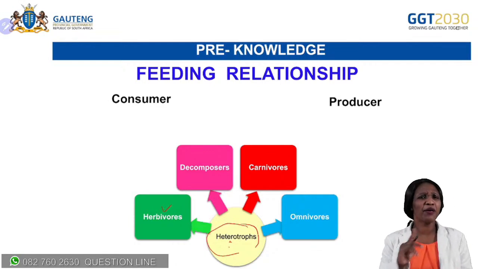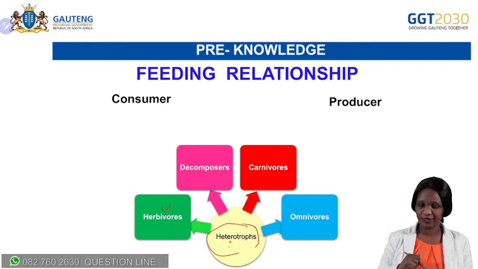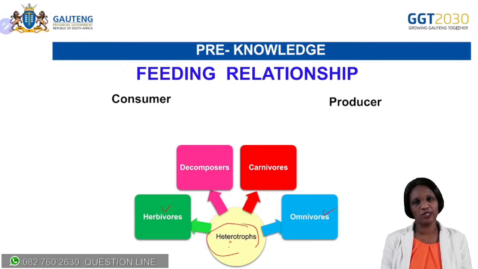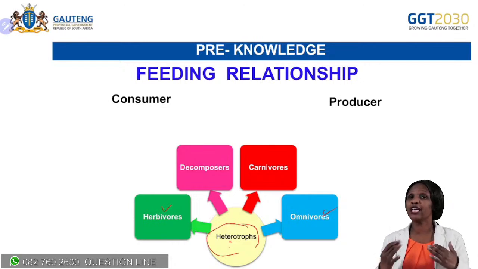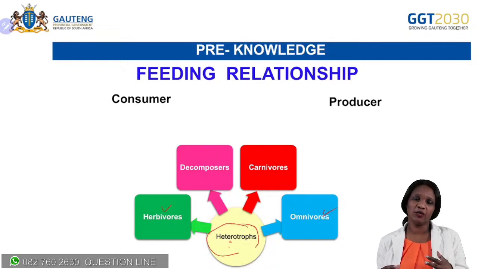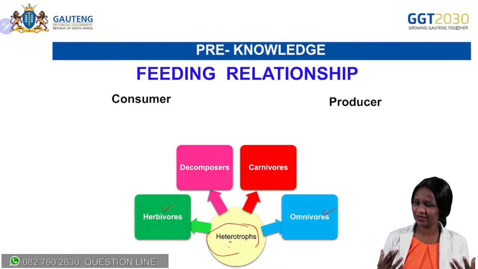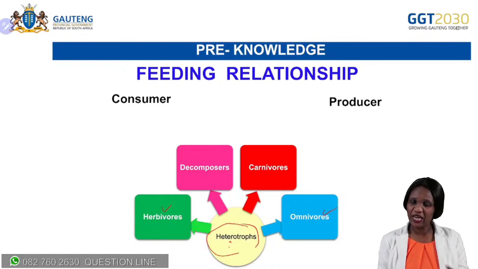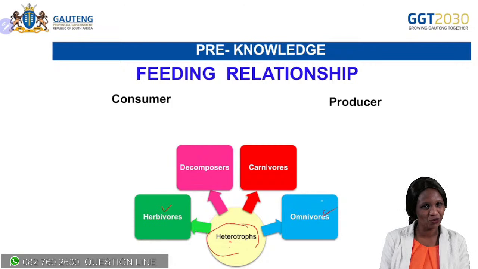Why am I saying they benefit directly from plants? It is because they feed on plants. And then we've got the omnivores. Omnivores also benefit directly from plants and also indirectly from plants. If I say directly from plants, remember omnivores feed on plants and also on meat. For example, human beings, dogs, pigs. All right. And then they benefit directly from plants because they eat plants. And then indirectly because they eat meat. They eat other animals. All right.